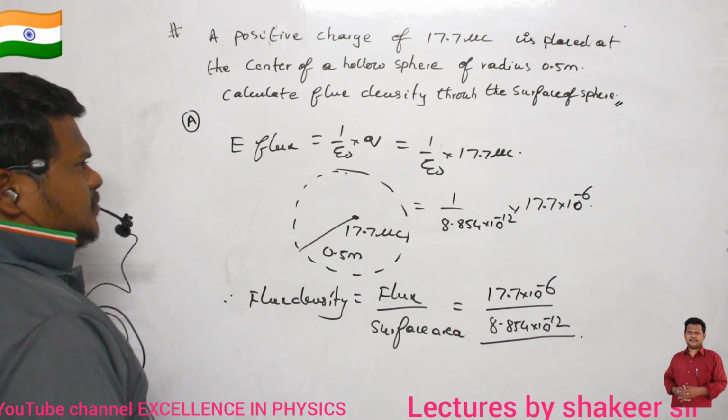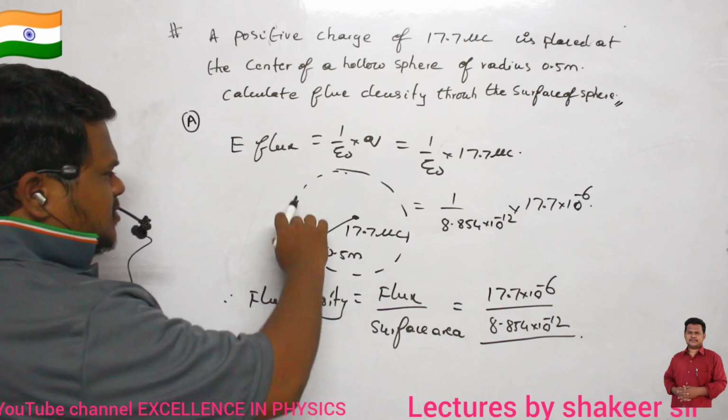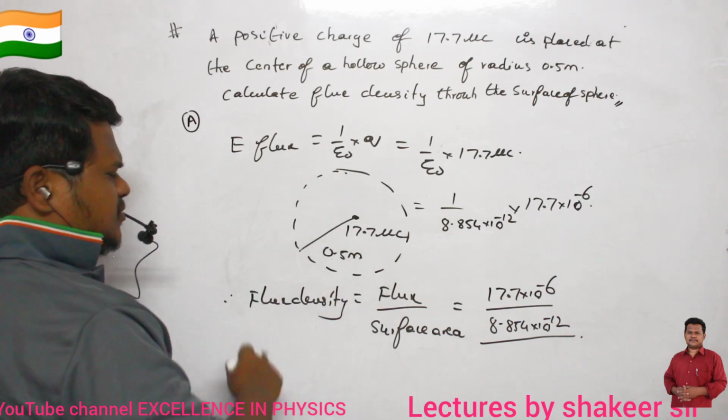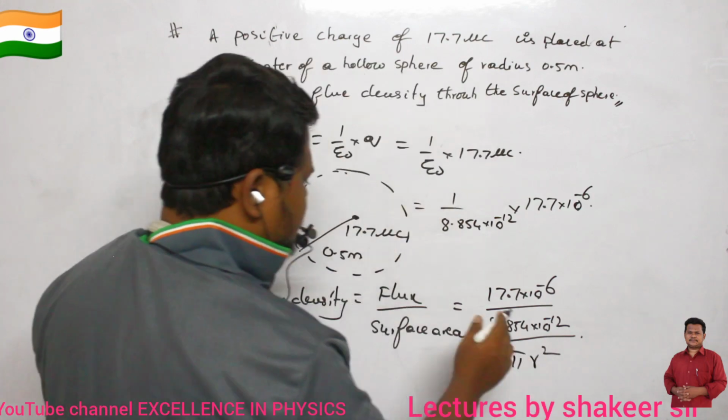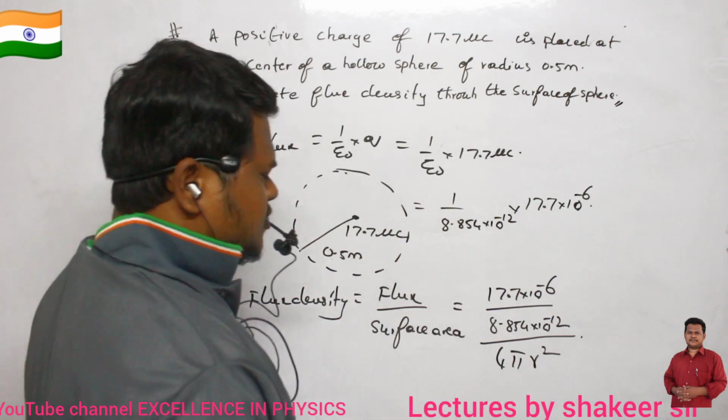Surface area of a sphere. This is a sphere, no? What is its total surface area? 4 pi r square. Clear, ma? 4 pi r square. So just substitute these values. That should be our answer.